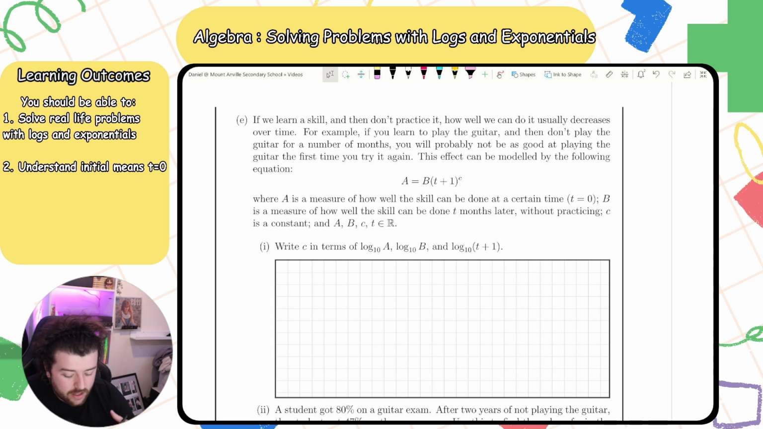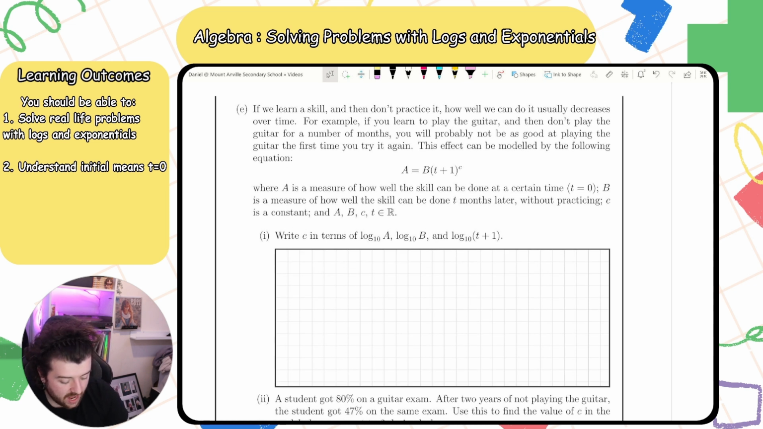This effect can be modeled with the following equation. A equals B times (t plus 1) to the power of c, where A is the measure of how well the skill can be done at time t equals 0. B is the measure of how well the skill can be done t months later without practicing. c is a constant. So write c in terms of log A, log B, and log 10 of t plus 1.